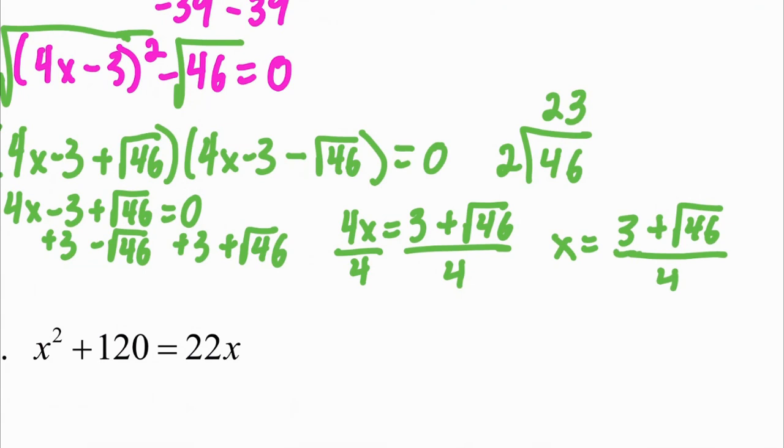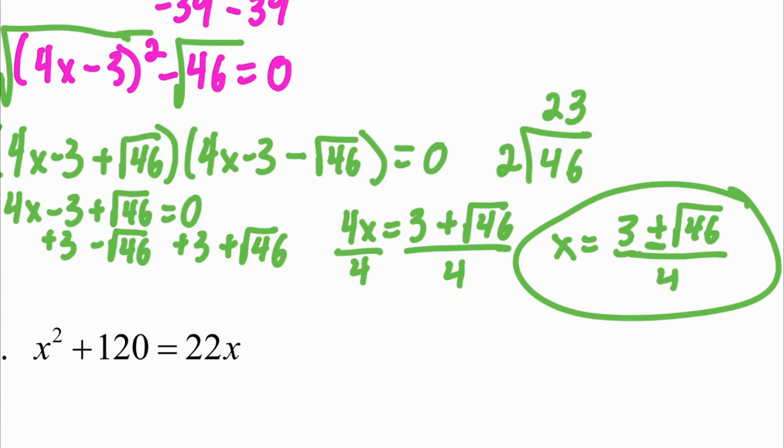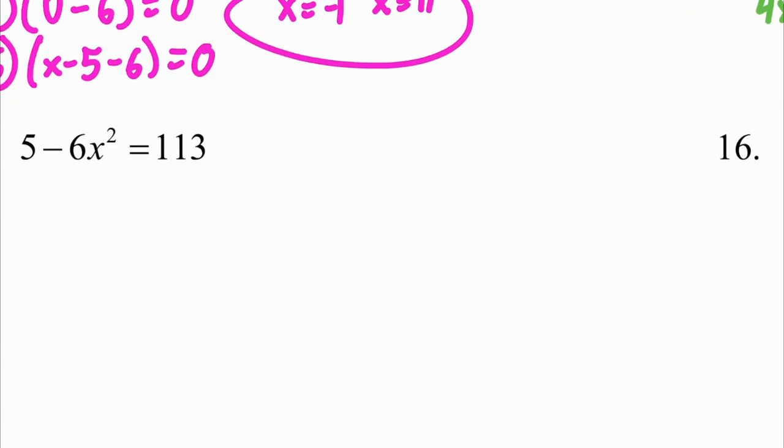But again, I also want to include the minus option. So this one's a little tricky. It's 3 plus or minus the square root of 46 all over 4. Alrighty.